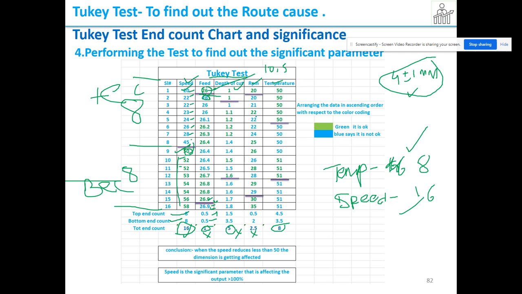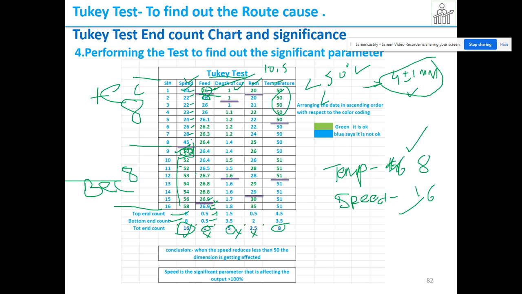So what is a good thing here? The Tukey test will give you the spec itself. What it is telling is that temperature you have to make less than 50. Making the temperature less than 50 is very good for achieving the dimension. When you come here, it is telling the speed should be more than 50. Then you will get very good output.